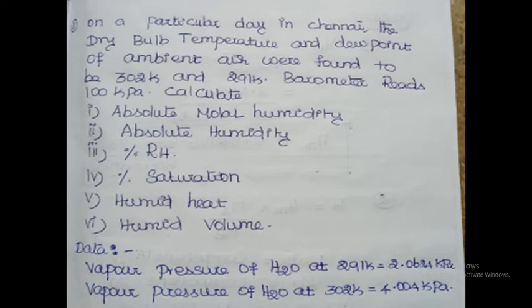So the PS is equal to 2.0624 kilopascal. But in the data, vapor pressures are given. At dP, vapor pressure is equal to partial pressure. You should take capital PS equal to 2.0624 kilopascal. Are you clear?